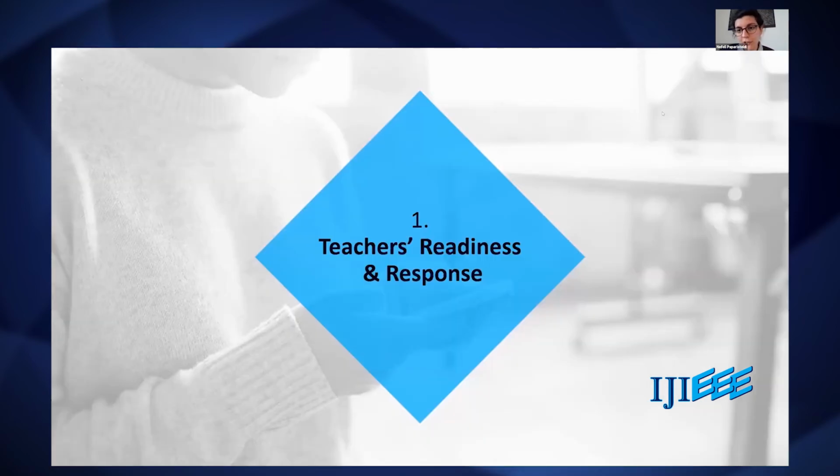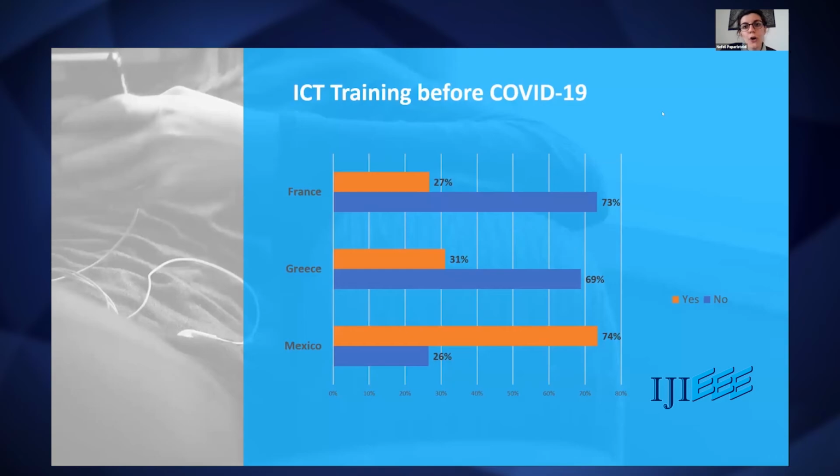So the first category of our study examines teachers' readiness and response. Regarding ICT training before COVID, here are the results of our question. We asked teachers if they had received any ICT training before the COVID, and here we see that Mexican teachers have mostly received ICT training, while teachers from Greece and France in their majority have not received as much ICT training.